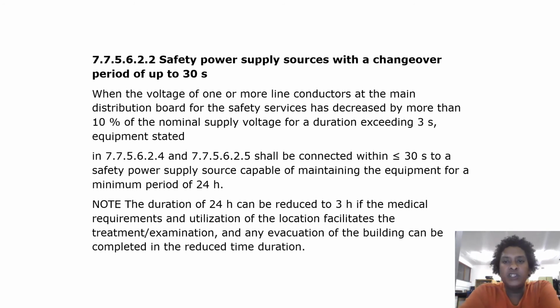Safety power supply sources with a changeover period of up to 30 seconds. When the voltage of one or more line conductors at the main distribution board for the safety services has decreased by more than 10% of the nominal supply voltage for a duration exceeding 3 seconds, equipment stated in 7.7.5.6.2.4 and 7.7.5.6.5 shall be connected within less than 30 seconds to a safety power supply source capable of maintaining the equipment for a minimum period of 24 hours.